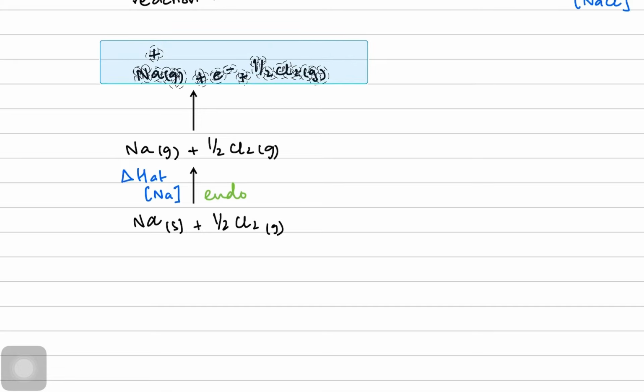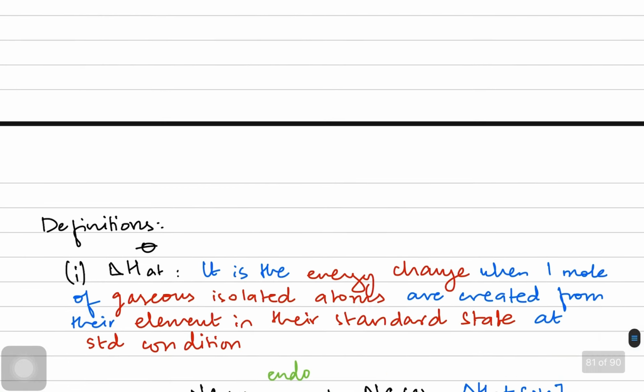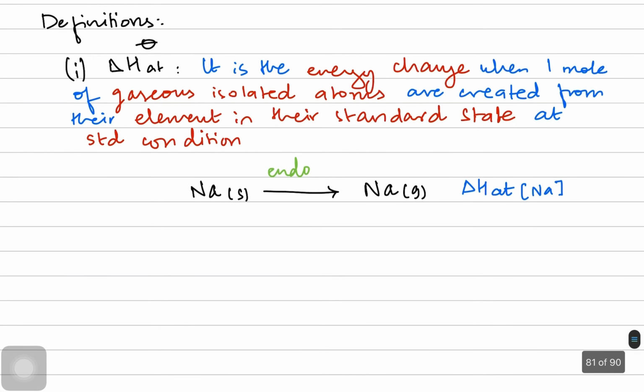We will call it ionization energy, as we have already studied in AS level. This is known as first ionization energy for sodium. We know the definition for ionization energy, so the second step was enthalpy for first ionization energy for sodium or any other element. We have already discussed the definition in AS level, so I'm not writing that.